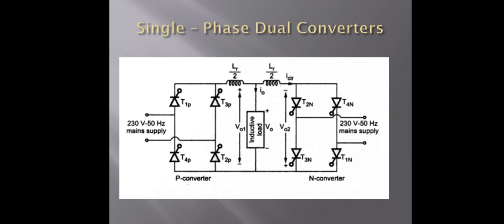Then the next one is the single phase dual converter. In the single phase dual converter, we use 4 thyristors plus 4 thyristors here. Input voltage is applied separately to the converters. Now, with inductive loads, it is only shown here in the diagram, not the working in detail. T1, T2, T3 and T4 form a P converter, used as a PN converter. That is, the single phase dual converter is also called the PN converter.